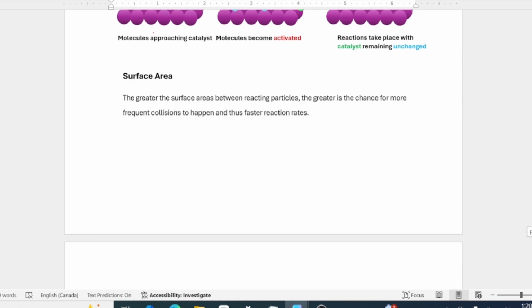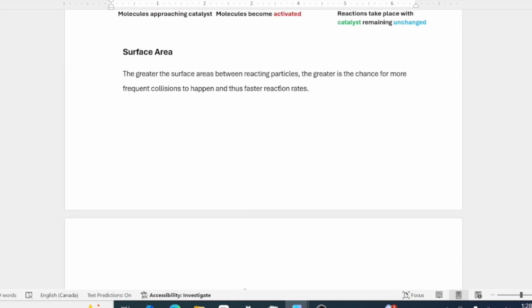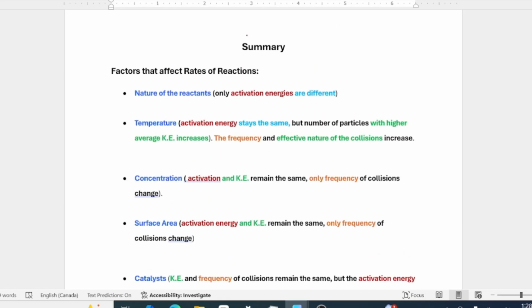Another factor is that of surface area. Of course, the greater the surface area between reactant particles, the greater is the chance for more frequent collisions to happen and thus faster reaction rates. So here you have a summary of the factors that affect the rates of reaction. Nature of the reactants: in this case, only activation energies are different. The nature of reactant does not affect the concentration, does not affect the frequency with which they collide. Only they have different energies of activation.